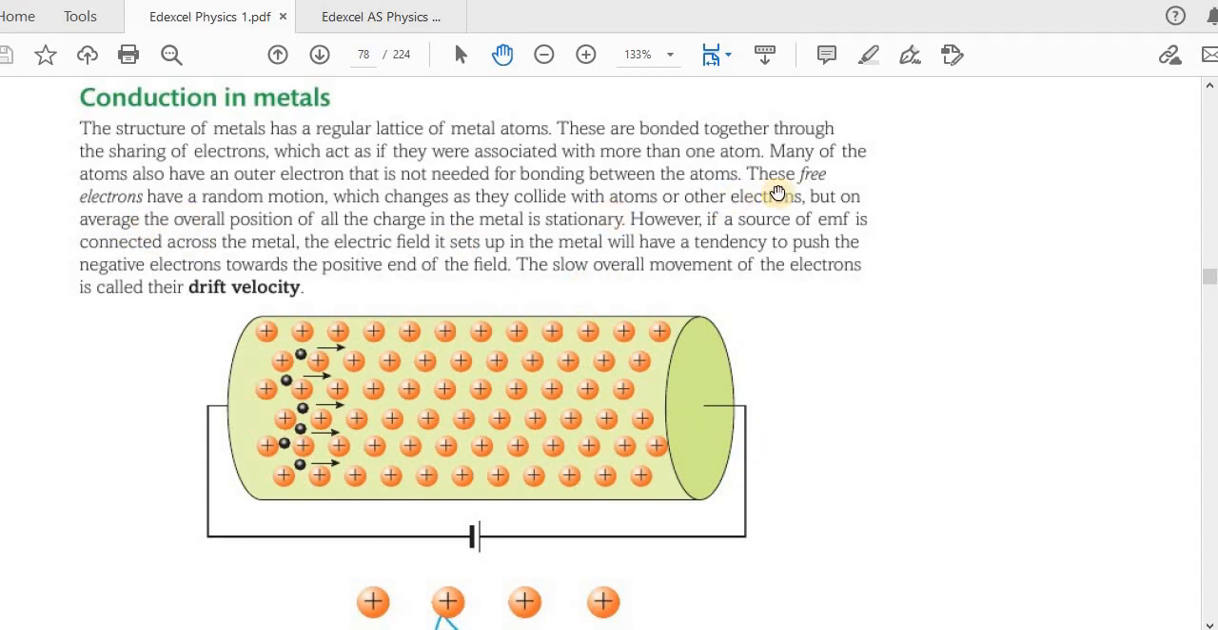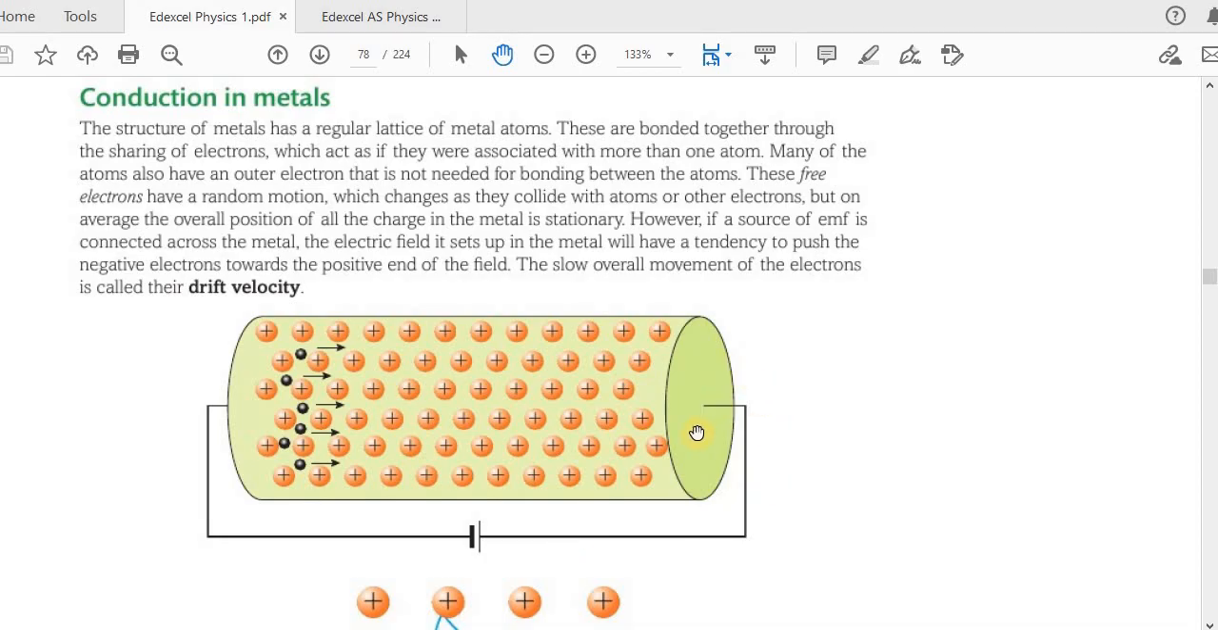That's what they said here. These free electrons have a random motion which changes as they collide with atoms or other electrons, but on average the overall position of all the charge in the metal is stationary. However, if a source of EMF is connected across the metal, the electric field set up in the metal will have a tendency to push the negative electrons towards the positive end of the field.